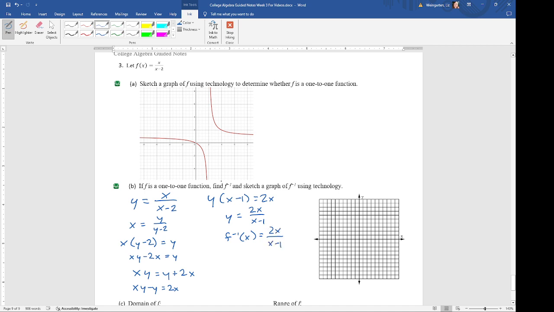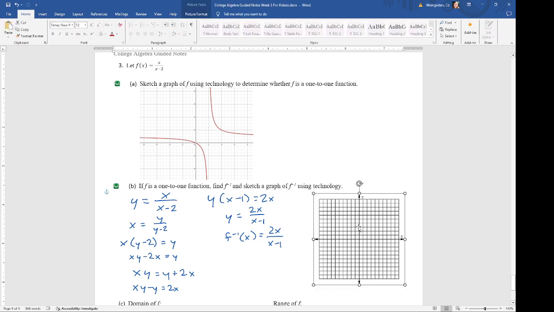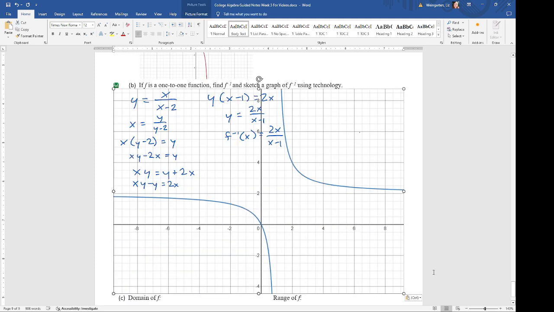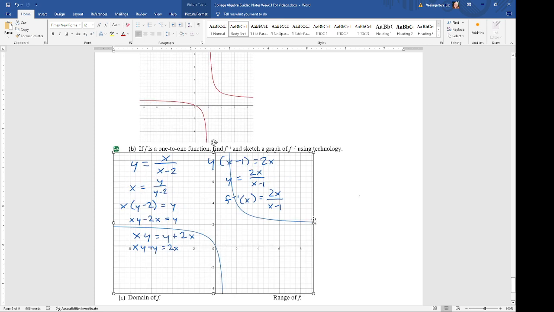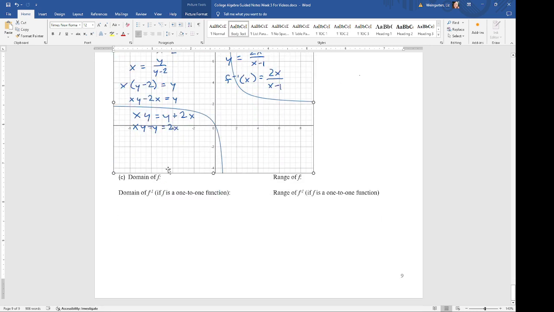And I will provide a picture of the graph that I input into Desmos earlier on today. Here is that graph. And it looks really similar to the first graph, but they are inverses of each other if you flip them over the x equals y line.